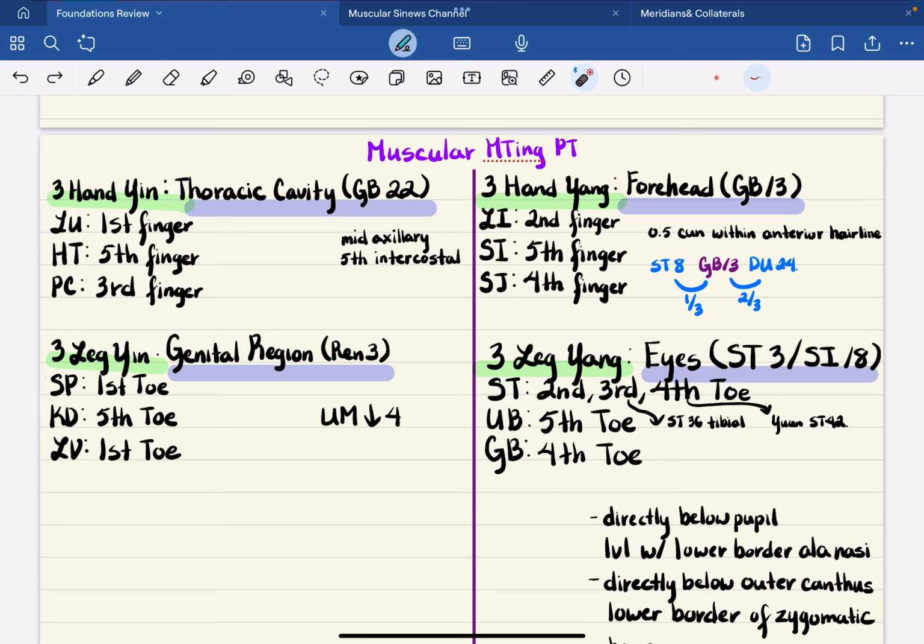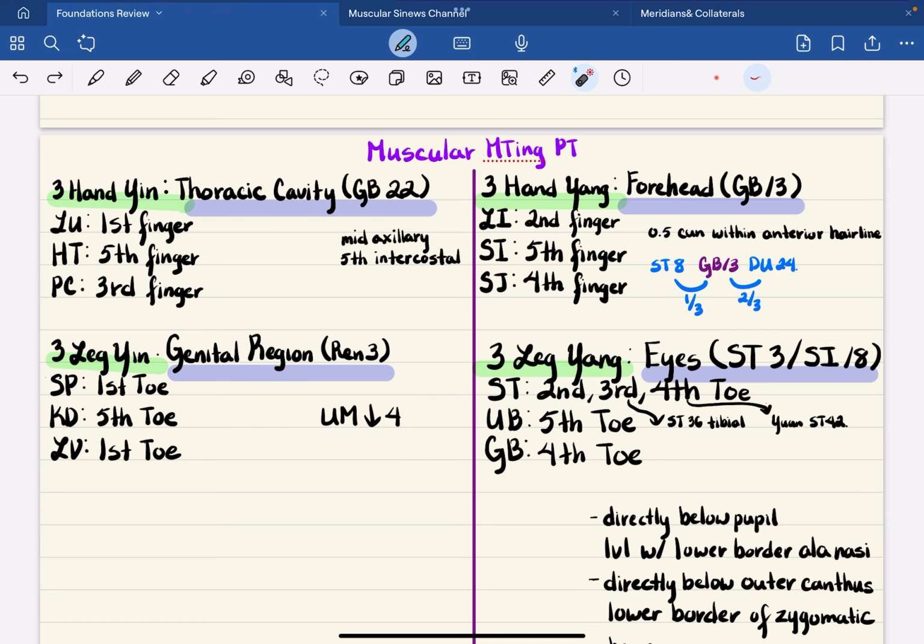So the three-hand yins go to the thoracic cavity, or GB22. It's in the mid-axillary, fifth intercostal space. Three-leg yins go to the genital region, Ren 3, right? So this is the umbilicus, and it's 4 soon down. We know that from the pubic symphysis, right? And to the belly button, it's about 5 soon. So this is about 4, 1, 2, 3, 4 down. Okay, that's where Ren 3 is.